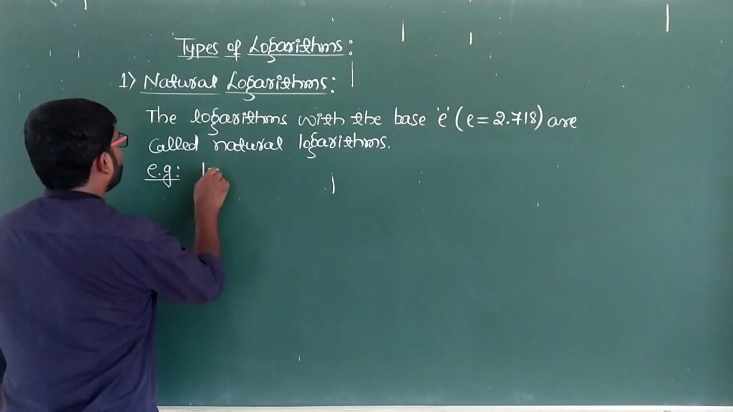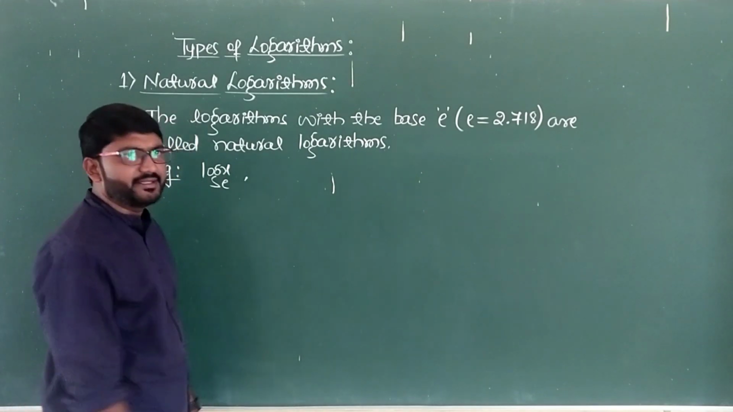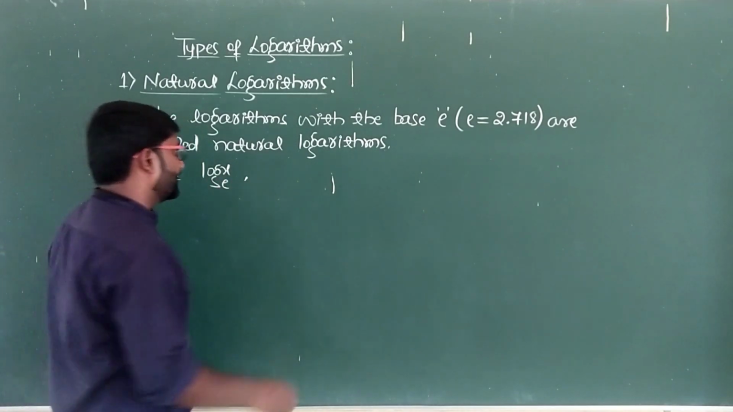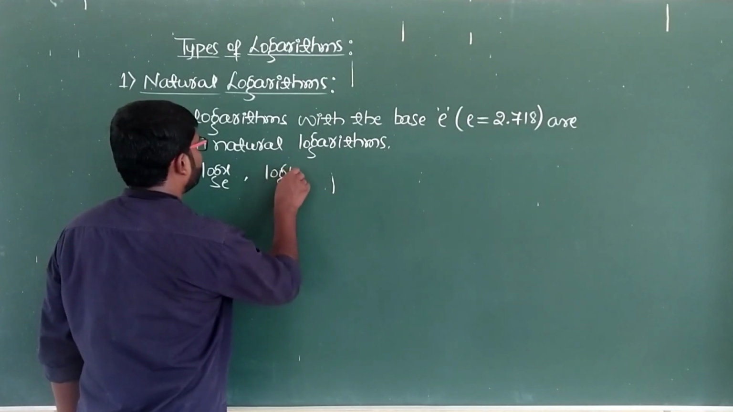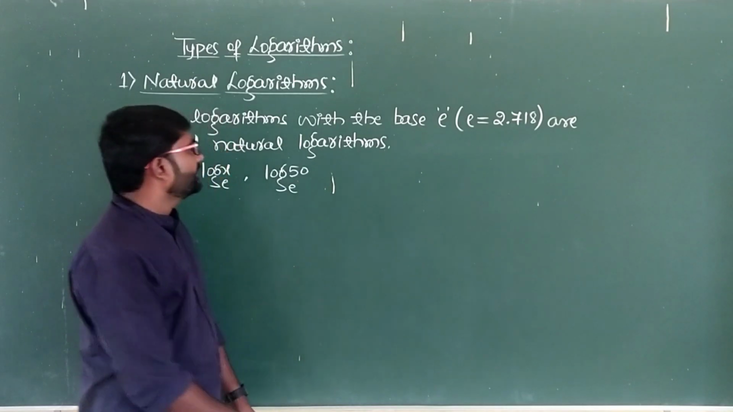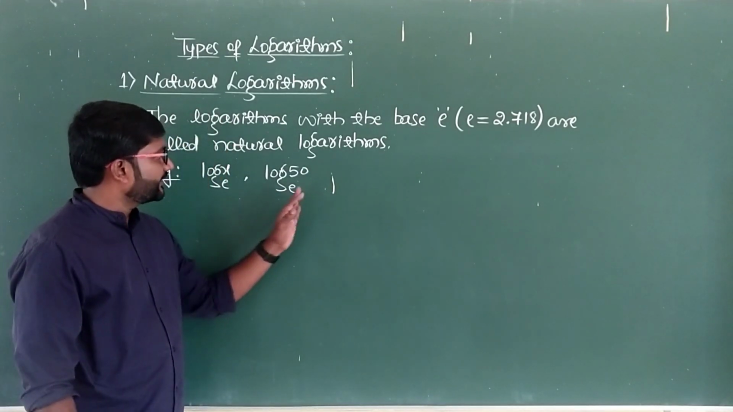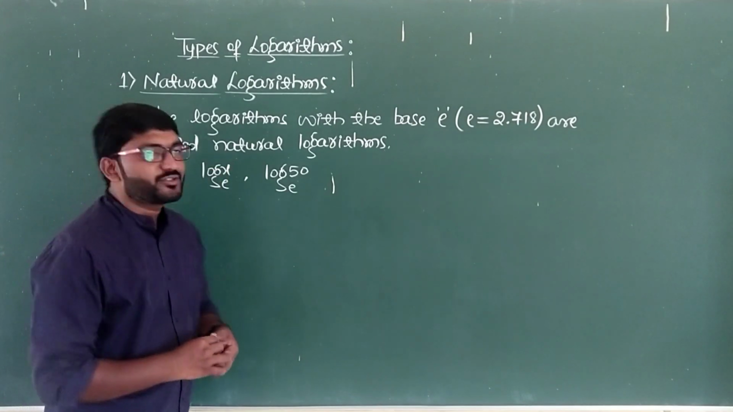Example: log x to the base e is an example of a natural logarithm. Another example can be log 50 to the base e. These two examples are enough; like this you can give many examples. So this is regarding natural logarithms.